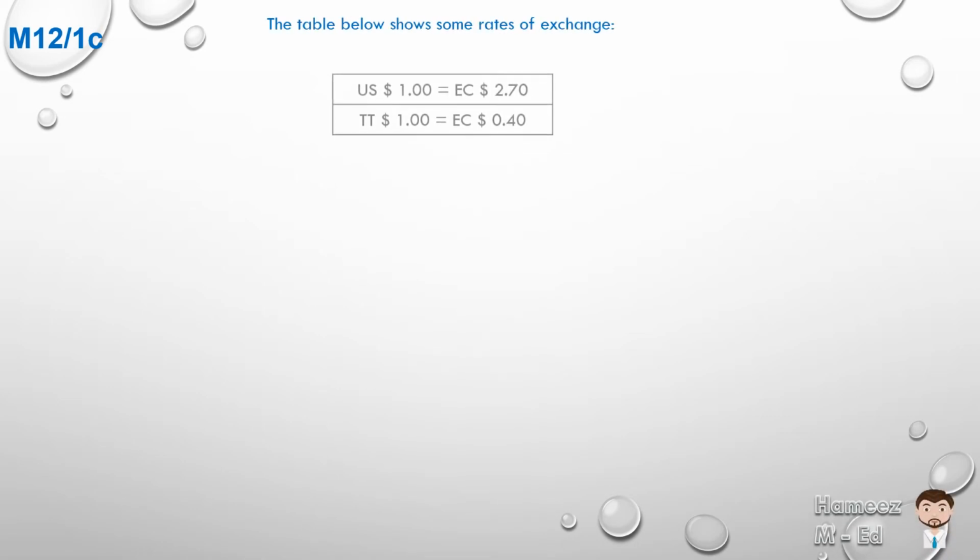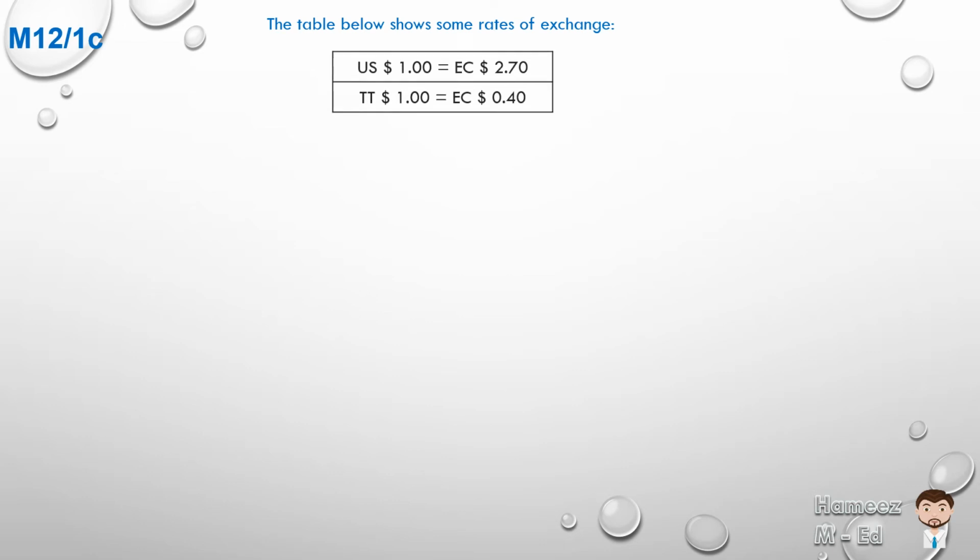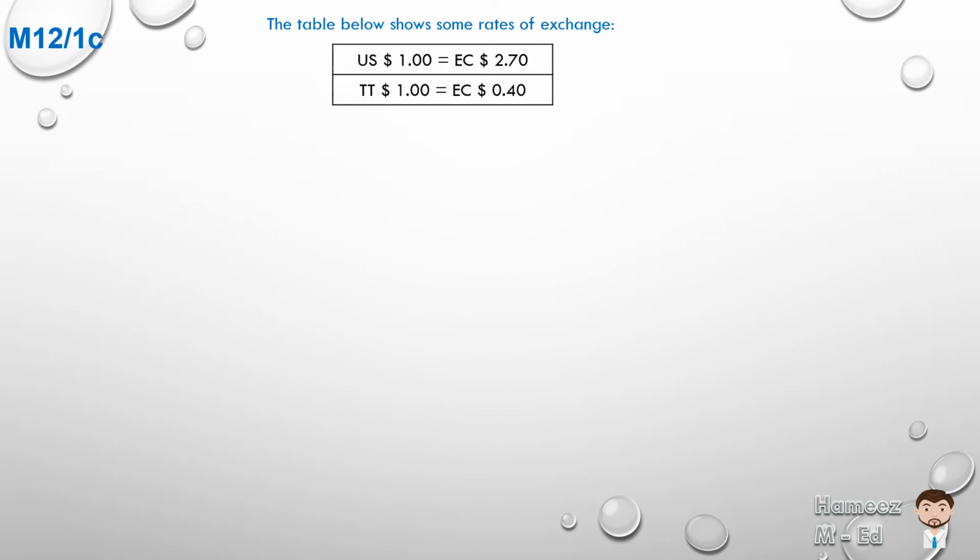May 2012, number 1C. The table below shows rates of exchange. So in this foreign exchange question, what do we know? We know 1 US works out to be $2.70 Eastern Caribbean currency, and 1 TT is equal to 40 cents EC. Calculate the value of, in part 1, 1 EC in terms of TT.